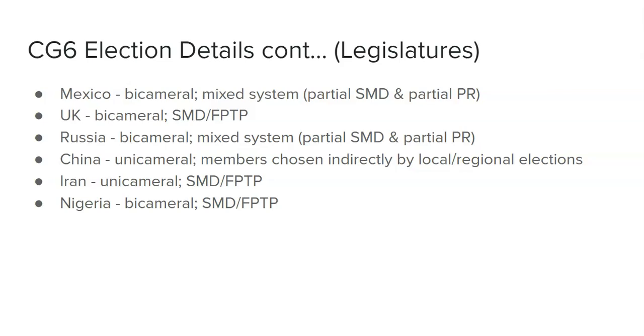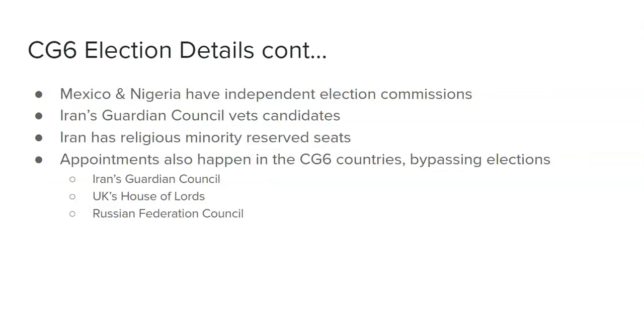In Nigeria, they have a bicameral legislature named just like the United States, the House of Representatives and the Senate, and they are elected simply under the first past the post single member district. Now, Mexico and Nigeria have put in independent election commissions to monitor elections, to work out voter fraud and anything like that.